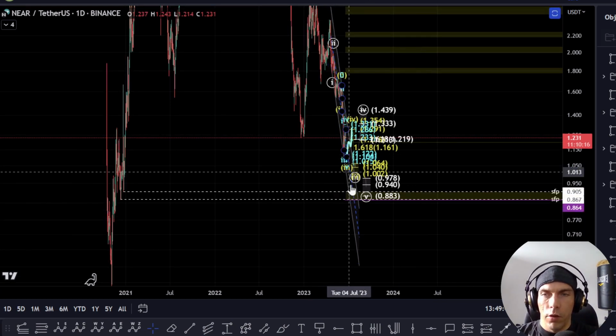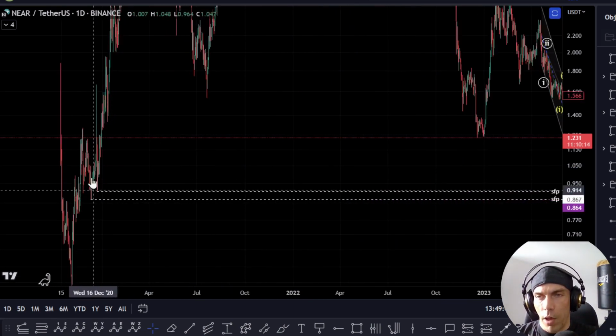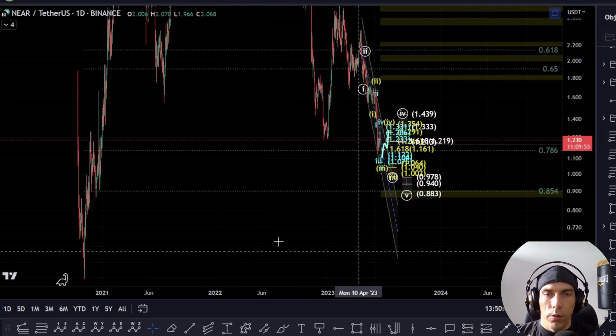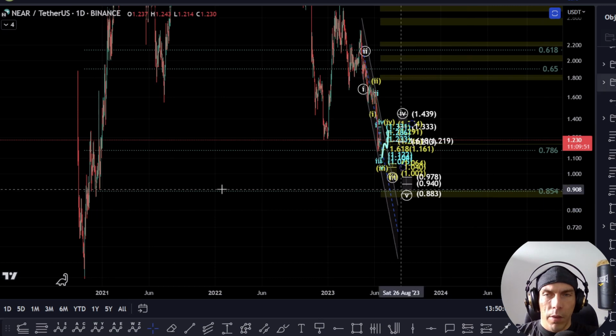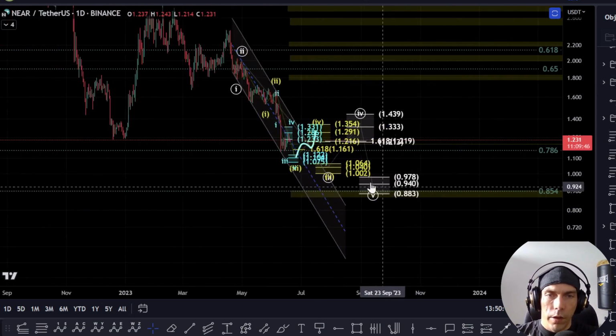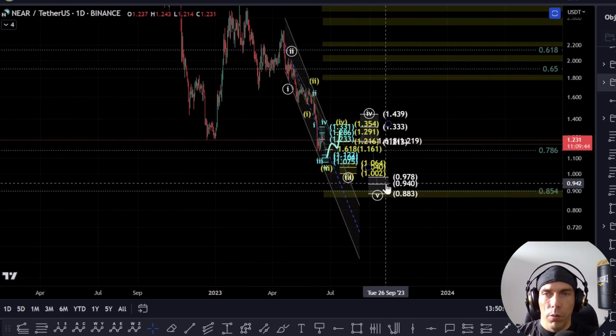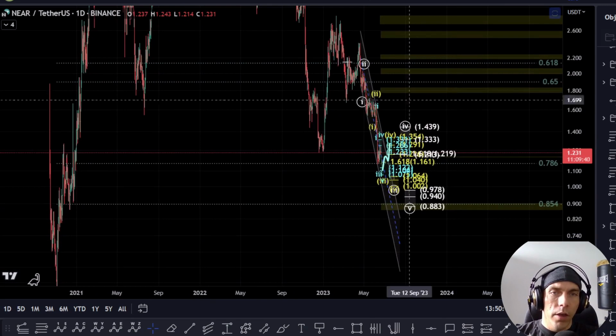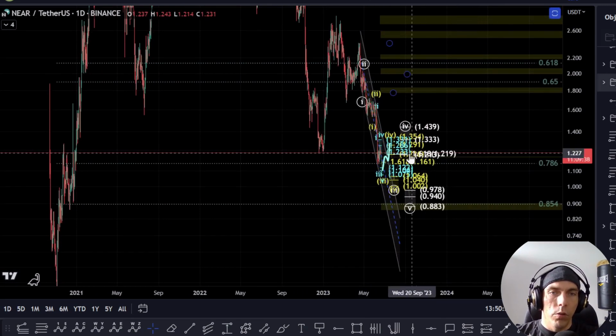So if we do look to push down lower here, I would also be looking at an interaction on some of these lows here. Now, another reason why this is interesting is that if I turn on this fib level here, we can see that we have an 854 that aligns with the top of this zone as well. Now, this would also align with our little box area, so I would be quite interested to see how we react on this level.